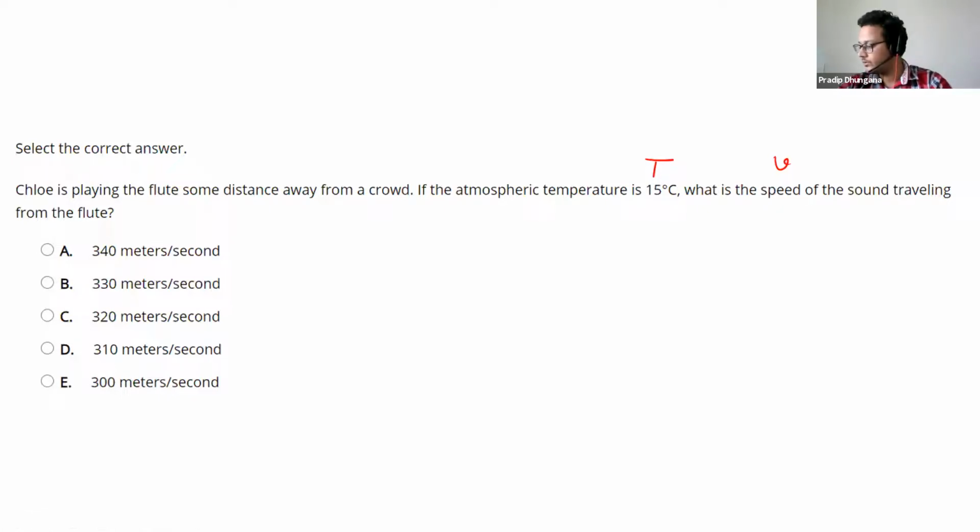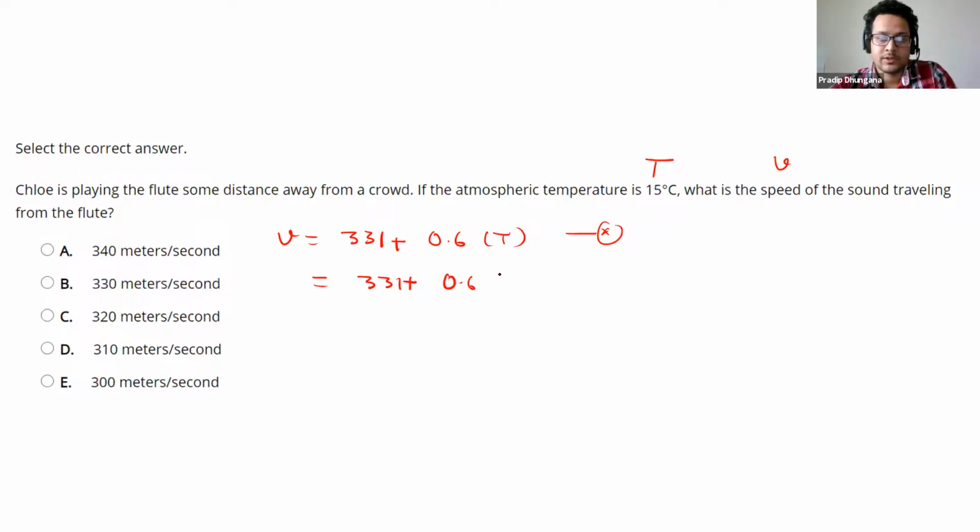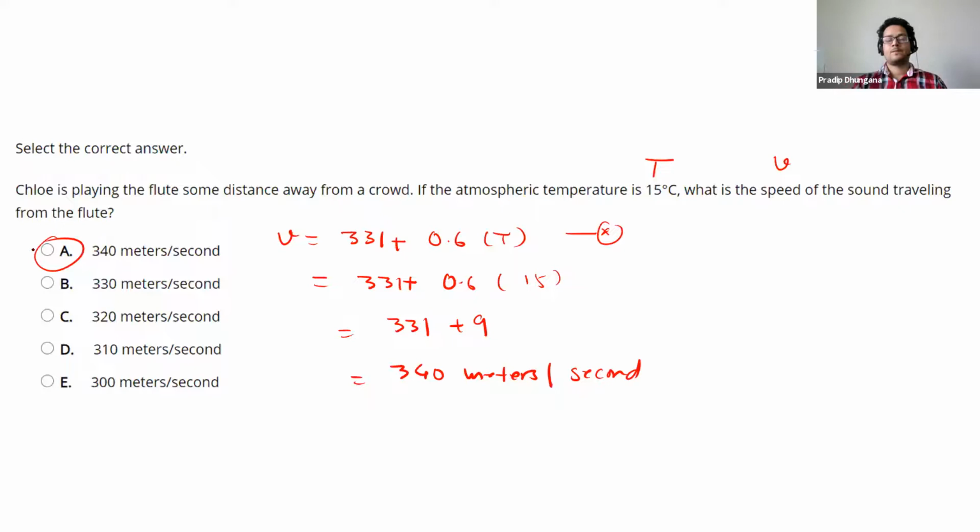If you have pen and paper, make sure to write this formula. Speed of sound at T degrees Celsius is 331 plus 0.6 times T. Now let's plug in 15 degrees Celsius and calculate the speed of sound. It becomes 331 plus 0.6 times 15. 0.6 times 15 is 9, so it becomes 331 plus 9, 340 meters per second. So the correct choice is A. I'll pause here for some time. If you have any question, please let me know.